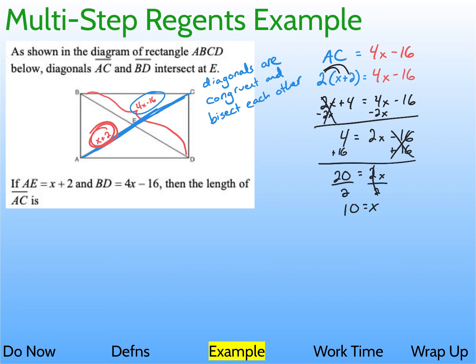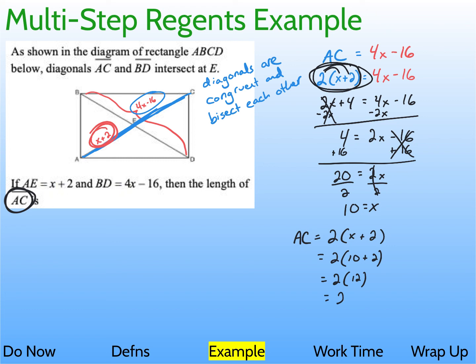Seems like a good answer, but we're not done, because they want the length of AC. Now remember, AC was here, 2 times x plus 2. So AC, 2 times x plus 2, which is equal to 2 times 10 plus 2. 10 plus 2 is 12. And we get that AC equals 24 units.